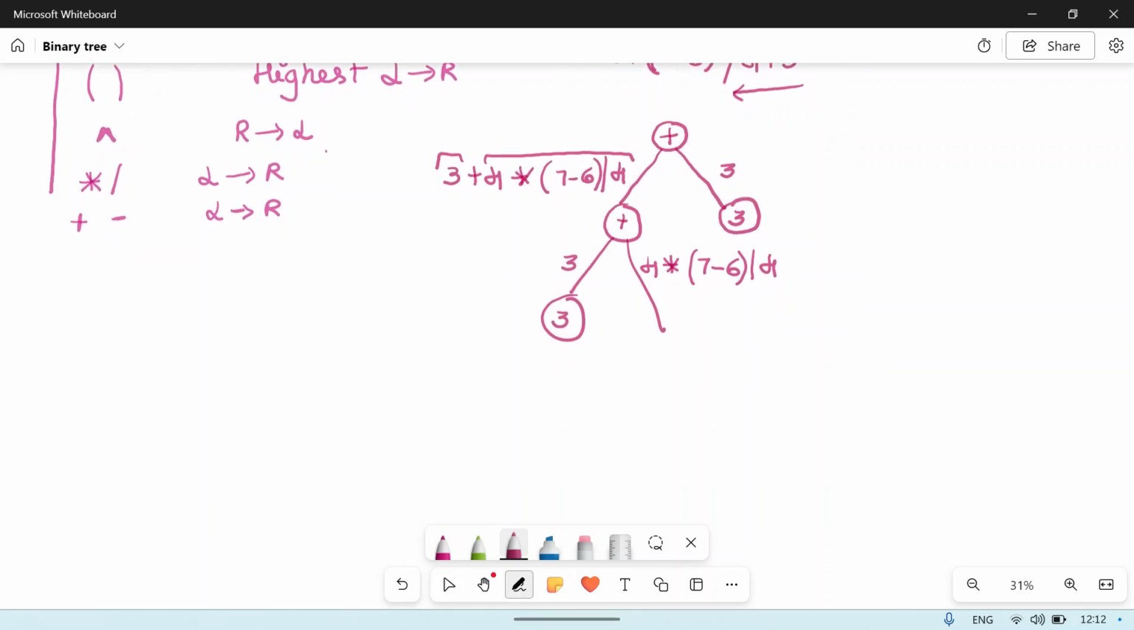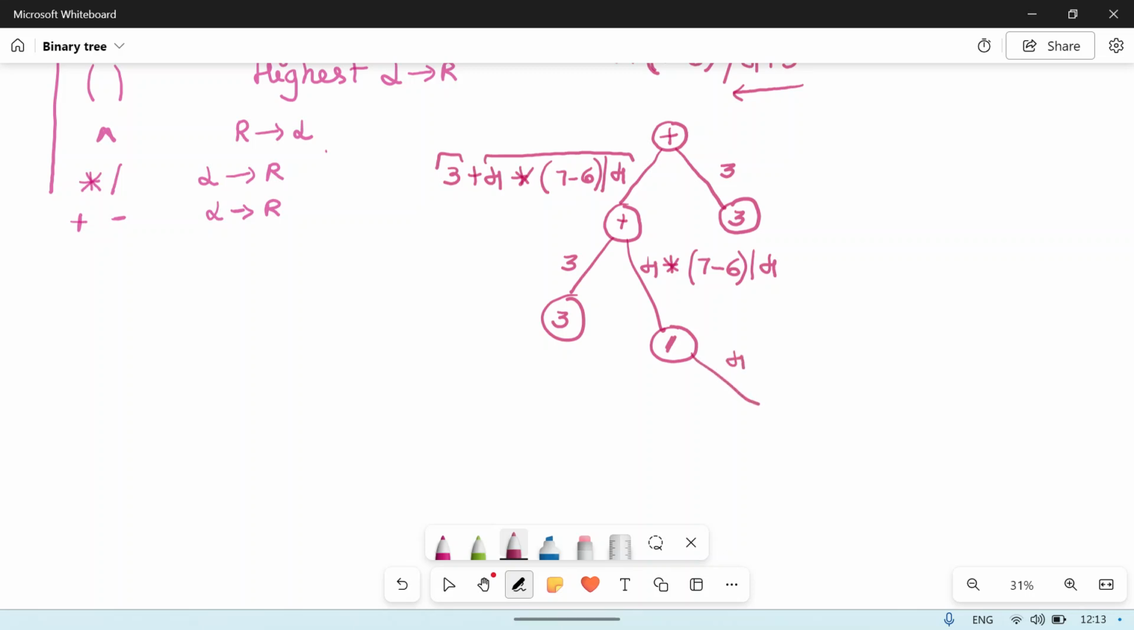Okay, 7 minus 6 divided by 4. Now identify the next least precedence. You have to start from the right. Remember, you have to start from the right. So division has the least precedence. So division comes here. What comes towards the right of this division operator?